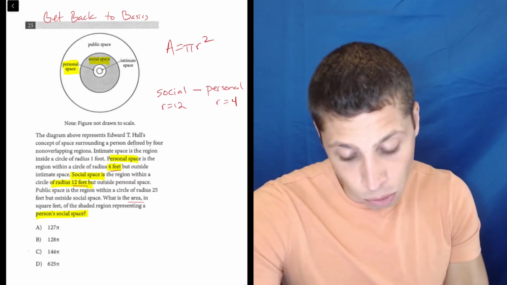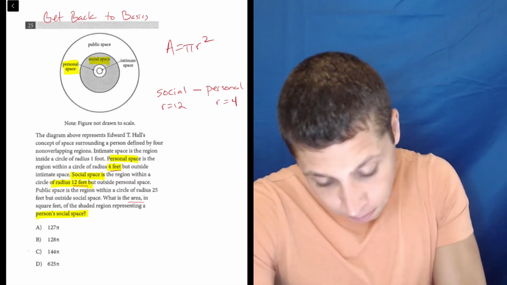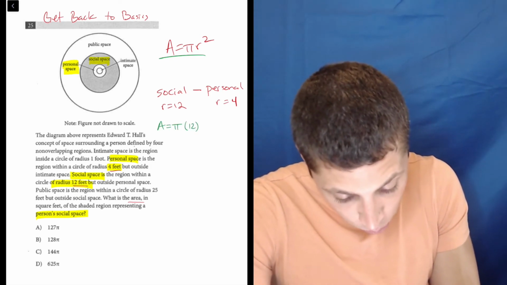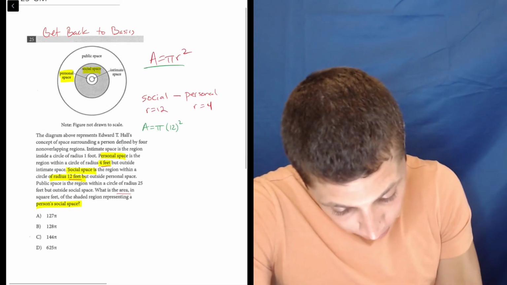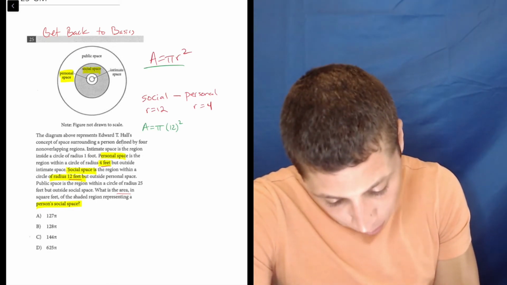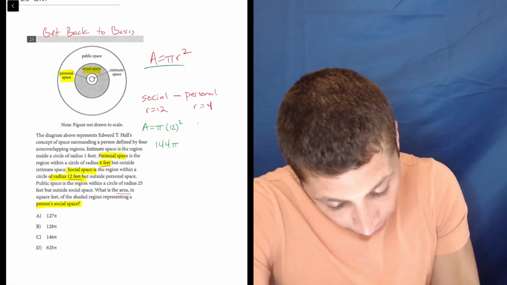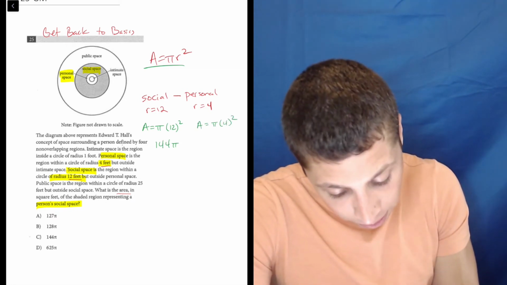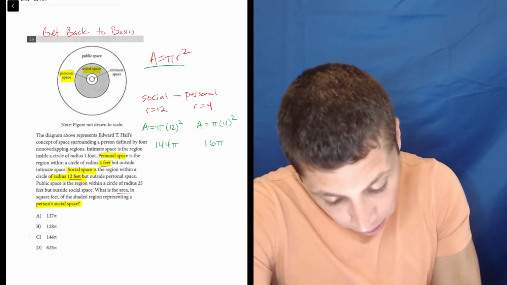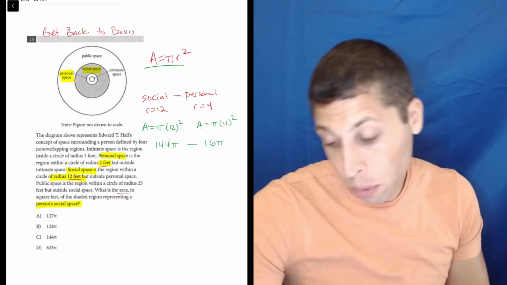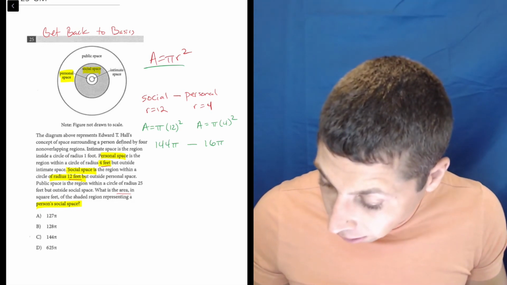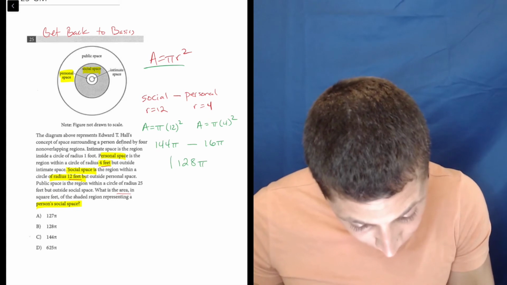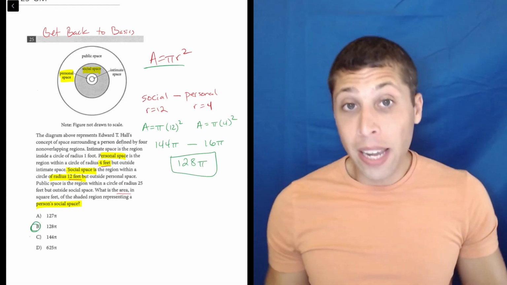Now we just use our area formula. So the area is going to be equal to pi times, in this case, 12 squared, and minus, or let's just calculate them separately. So that's 144 pi. And then this one is going to be pi times 4 squared. And so that's going to be 16 pi. And like we said before, we're going to subtract those. So 144 minus 16, I'm going to use the calculator because why not? Is 128 pi, and that is answer choice B, and that is the answer.